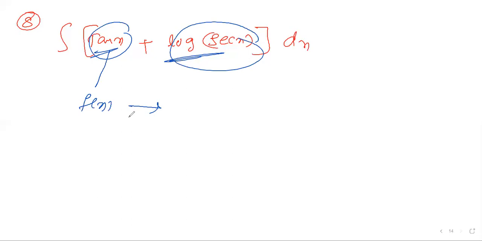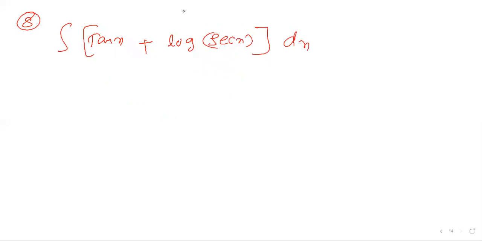What's the differentiation of tan x? Secant square x. Is it secant square x? Secant x. Is it secant square x? No, sir. But it means that the f of x consideration is wrong, according to your understanding. Log secant. So now you should take log secant.